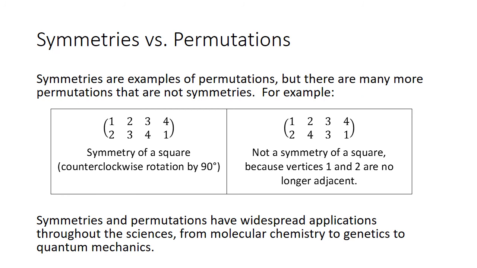Regarding symmetries versus permutations, symmetries are examples of permutations, but permutations are not necessarily symmetries. So for example, let's look at these two examples. Here, this is the symmetry of a square.